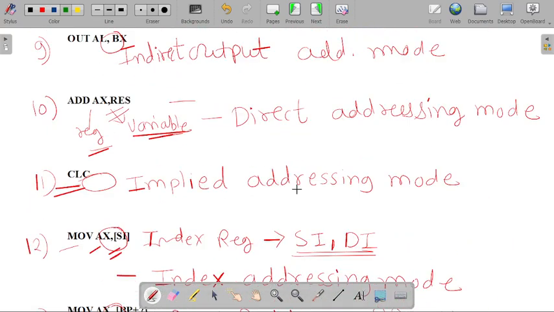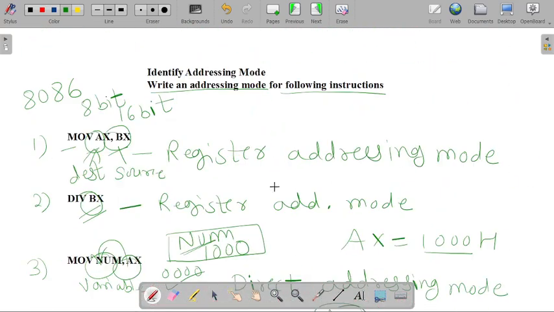So in this way, you can identify whenever an instruction is given in the exam. So you can write down what is the addressing mode for the particular instruction. And this type of question can be asked for 5 marks in the university exam question paper.